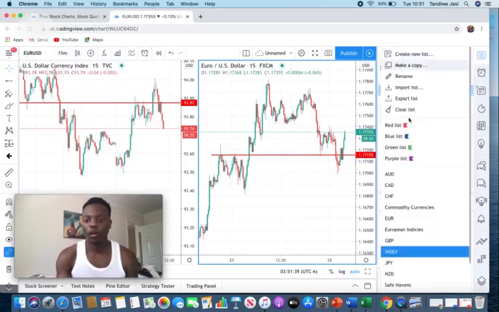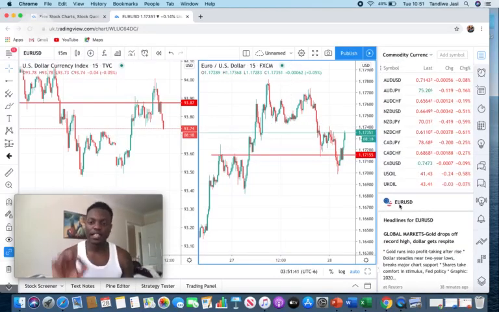Okay, so let's go to the commodity pairs. The commodity currencies, like I said, are the Aussie, New Zealand, and the CAD. Okay, so Canada is the number one exporter of WTI crude oil. Aussie is the second country that reserves the most gold after China.